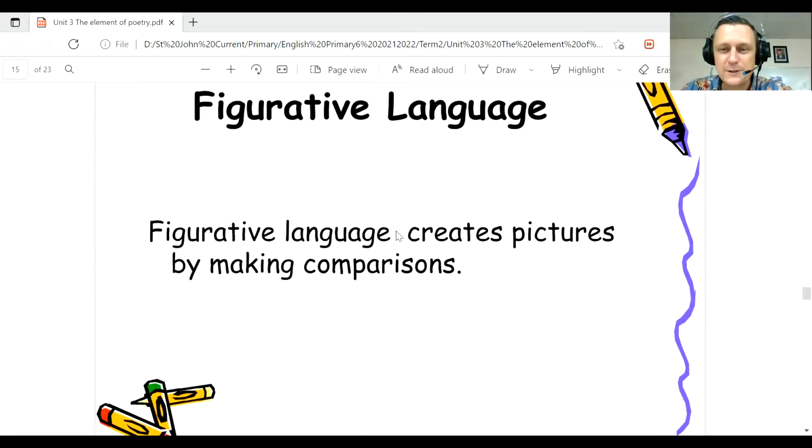Okay, figurative language. What does that mean, figurative? Do you like figure skating, or you know what figures are? They're just shapes, right? But what it actually means is figurative means not literally, but it creates figures in your mind by comparing to things that are not always directly related. It's not always the same.